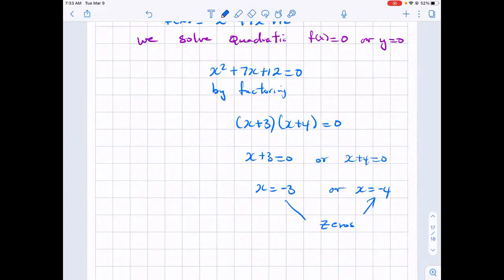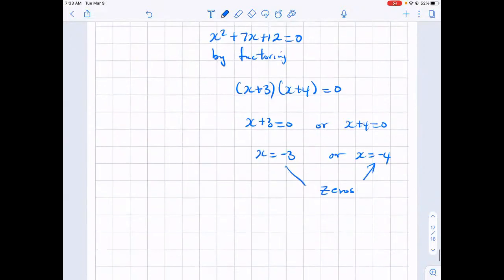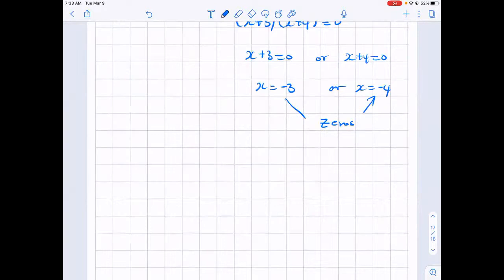Those are your zeros of the function. So zeros is just solving for a function, okay? Now, the last thing I'll say is even and odd functions. This is very similar to when we checked for symmetry, really.